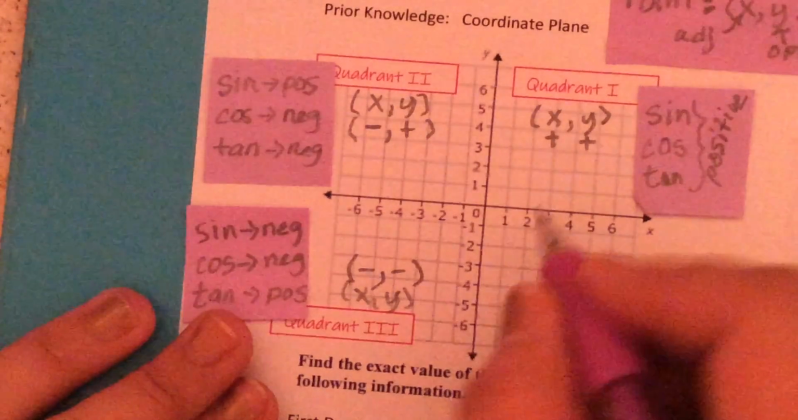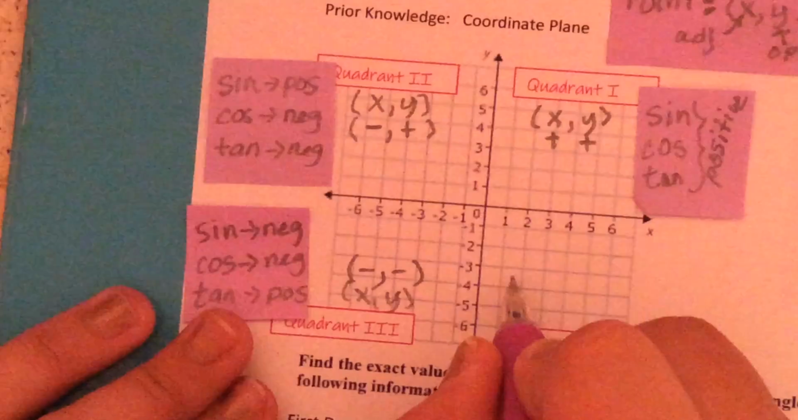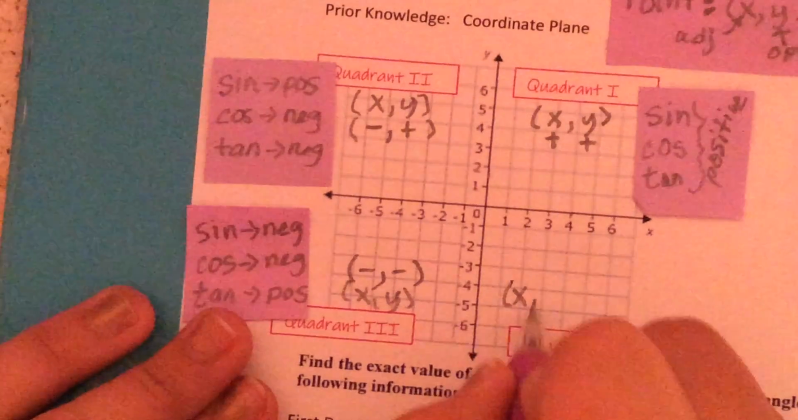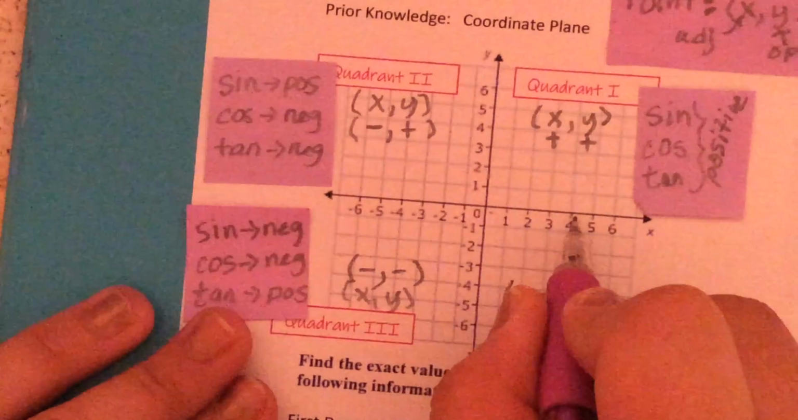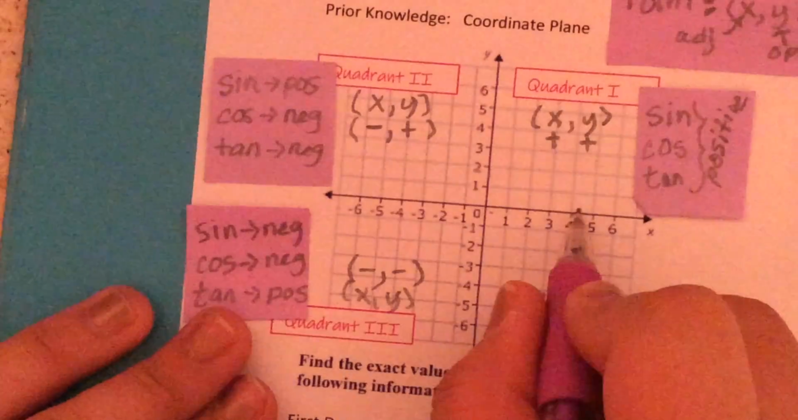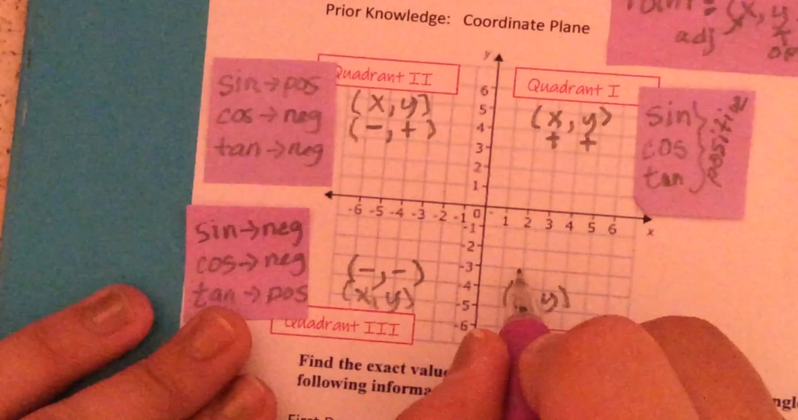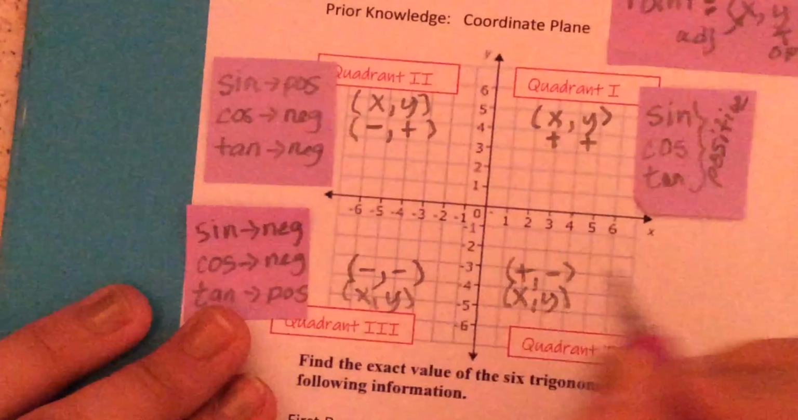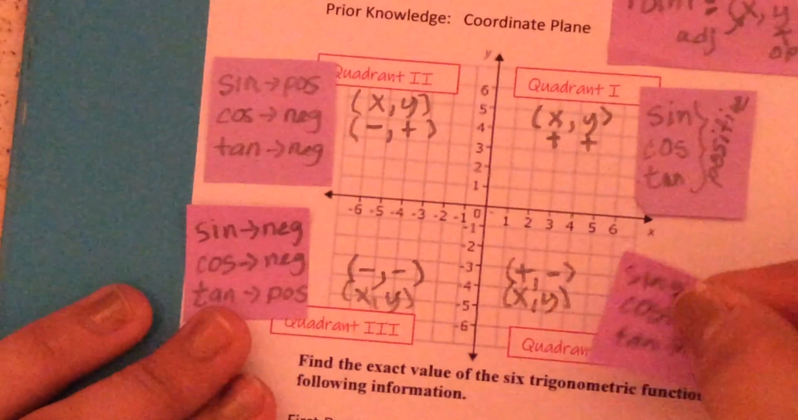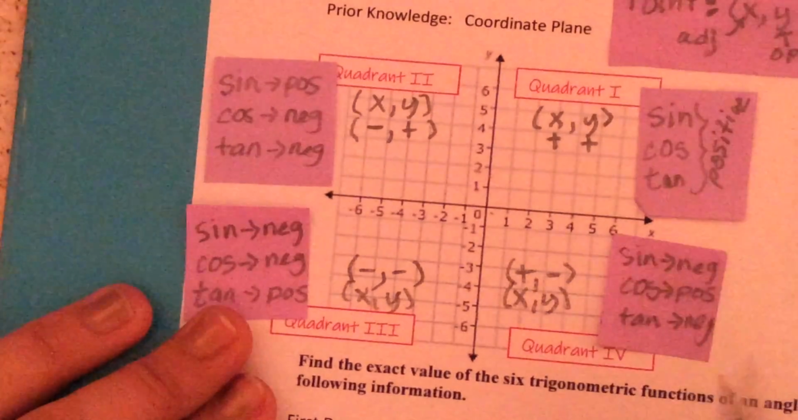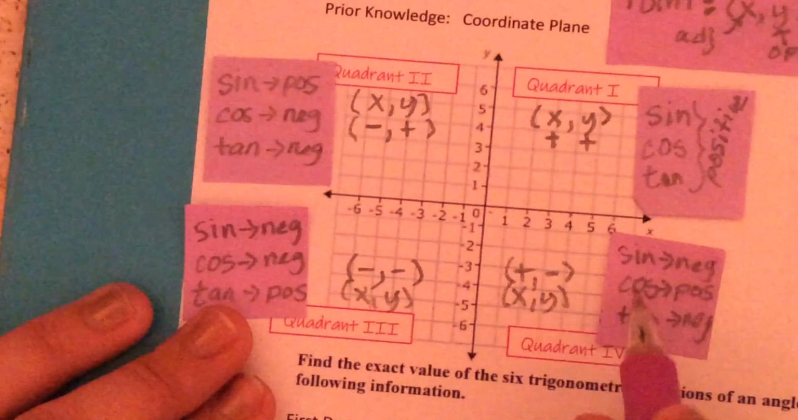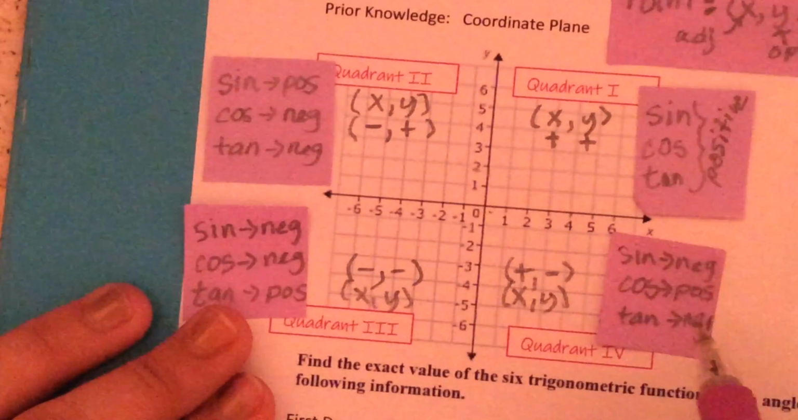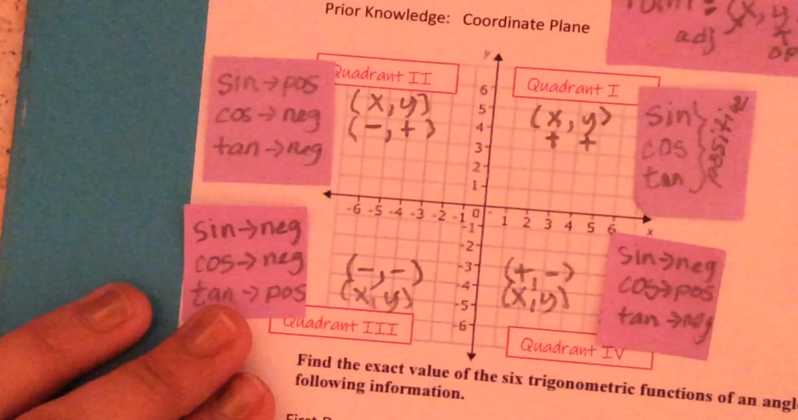but then the tangent is going to be positive. And then if you're in the fourth quadrant, you have (x, y). That means you go to the right and down. So going to the right means positive, going down is negative. So this is a positive number, and this is a negative number. So then your sine will be negative because you're going down. The cosine is positive because you're going to the right. And the tangent will be negative.